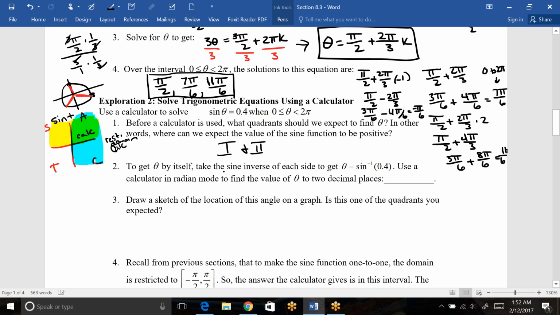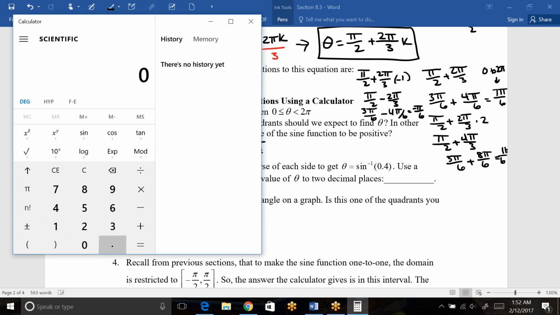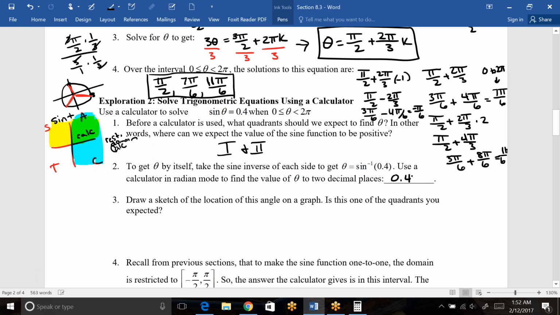So to get theta by itself, we take the inverse of both sides to get theta equals sine inverse of 0.4. Make sure we're in radian mode, and we're going to get the answer to that. So 0.4, make sure you're in radians. Inverse sine, 0.41. So 0.41. So draw a sketch of the location of this angle on a graph.